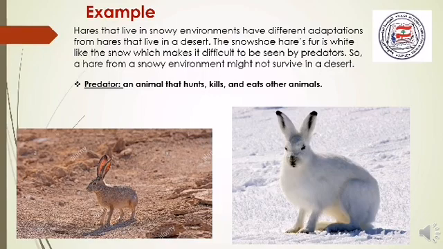Let's read the example. Hares that live in snowy environments have different adaptations from hares that live in a desert. The snowshoe hare's fur is white like the snow, which makes it difficult to be seen by predators. So a hare from a snowy environment might not survive in a desert. Predator means an animal that hunts, kills, and eats other animals.